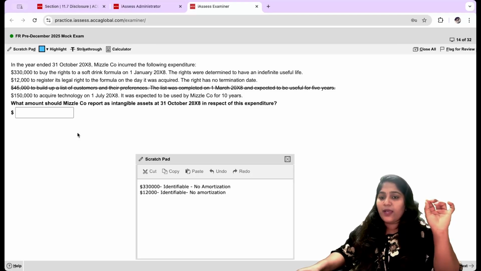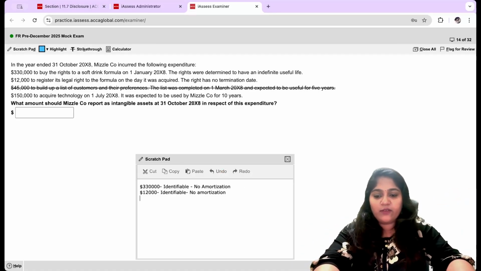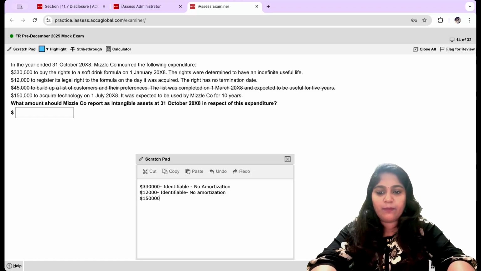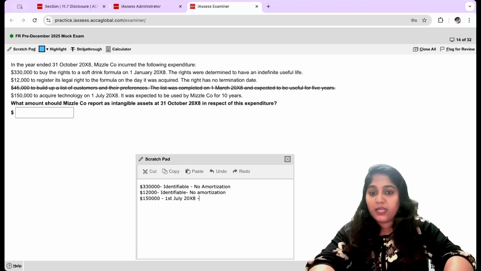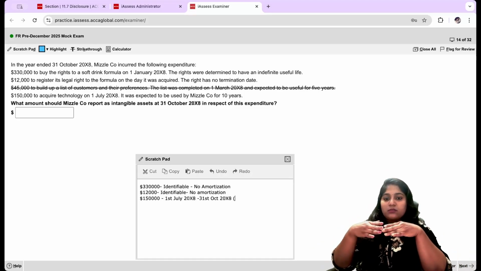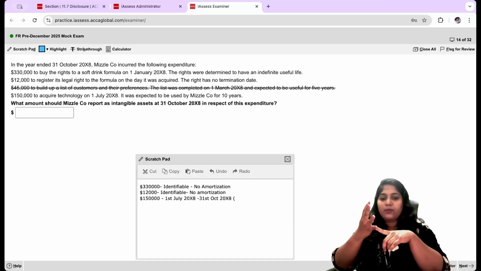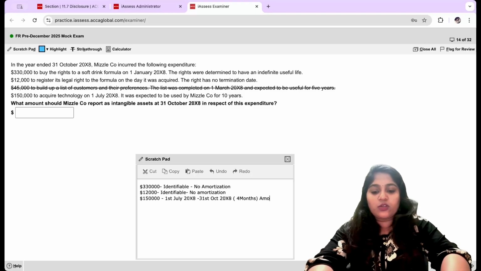Last thing comes on $150,000 acquire technology on 1st July X8 and it has a useful life of 10 years. I will consider $150,000, guys. I don't have a problem. But the problem here is my purchase. मैंने purchase की on 1st July X8. But my year ending is 31st October X8. And it has a useful life. I have to calculate July, August, September, October. 4 months ka amortization. Correct? So if I have to calculate 4 months of amortization, how much it's going to be?